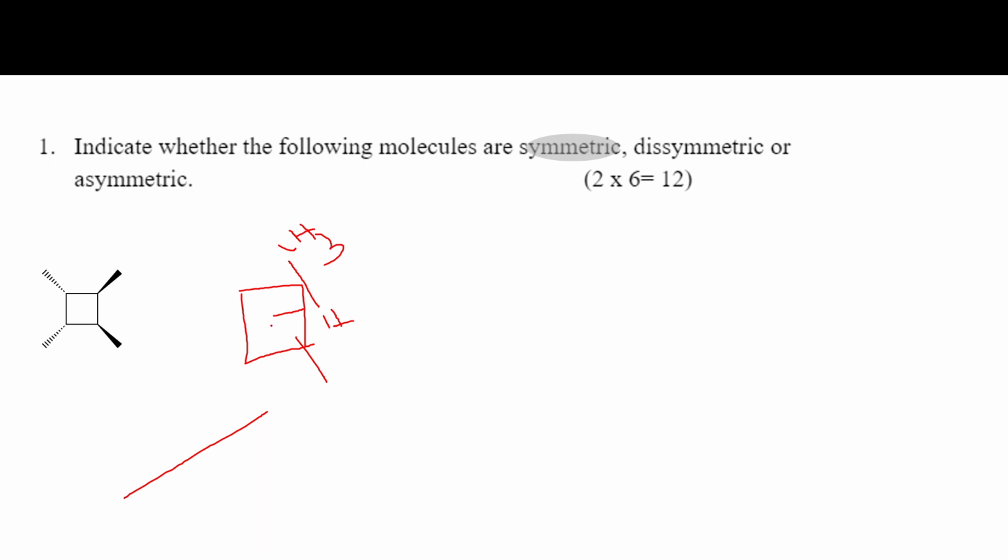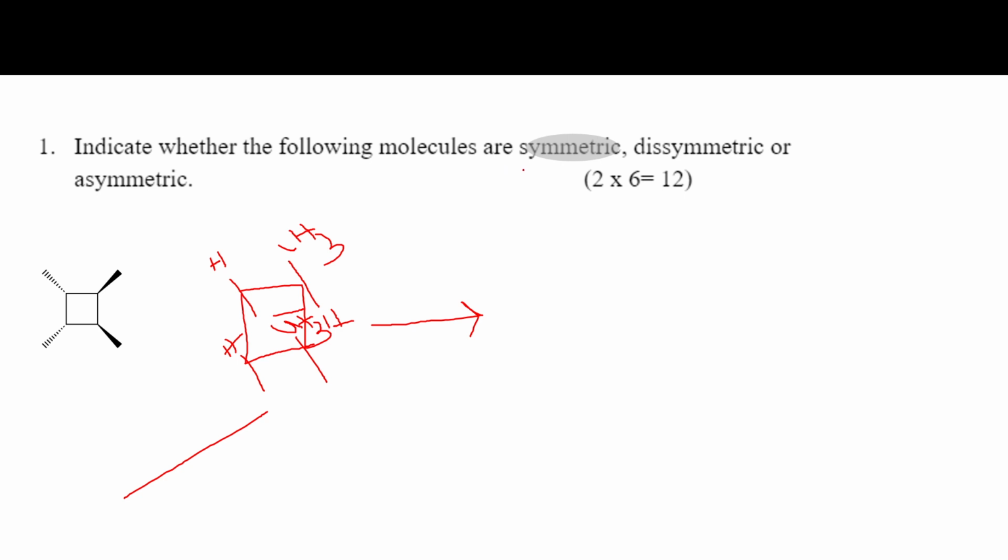Here also 1 methyl is up. Similarly, here 2 methyl groups are down. If we want, this one will be hydrogen. So the downside is methyl, I am not writing it. So is this molecule symmetric, dissymmetric or asymmetric? We have to answer it. So how can we solve this problem?